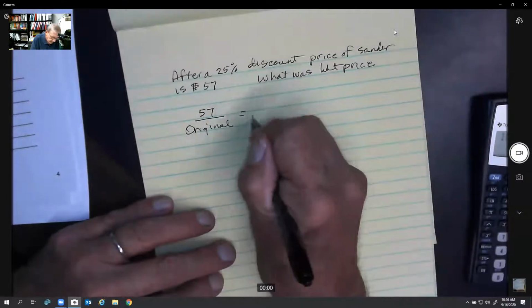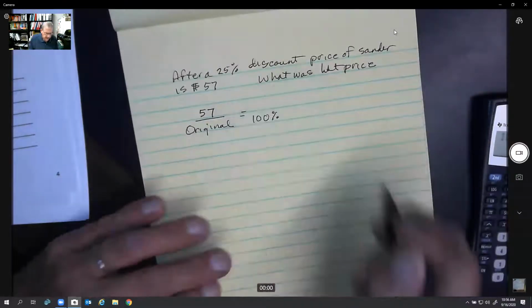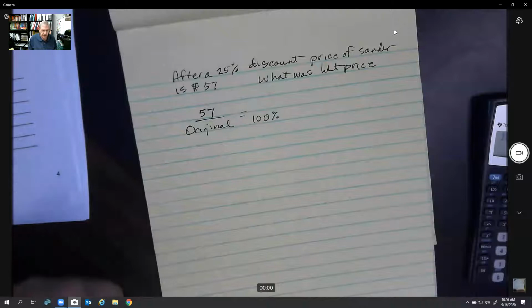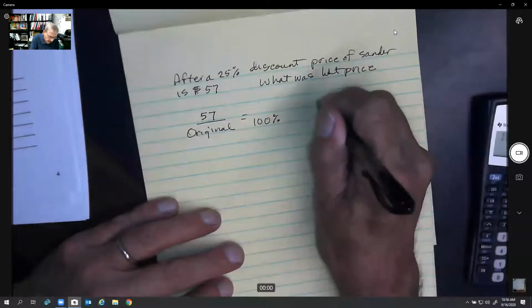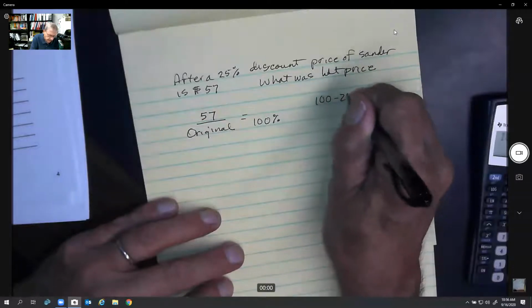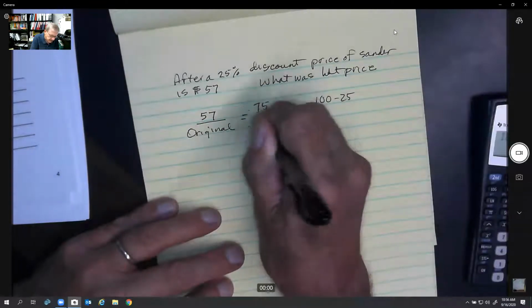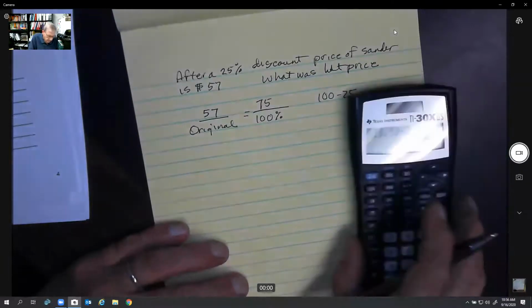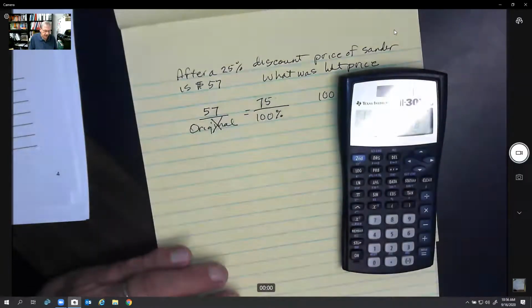And this would be 100%. But the trick to this problem is that you paid 75% of the original price. If you get a 25% discount, you're actually paying 75% of the original price. You simply subtract, take 25 away from 100. And that's going to be your percent here. You're paying 75% of the original. And I'll go back and show you this a little bit more. So let's call this X for the original.